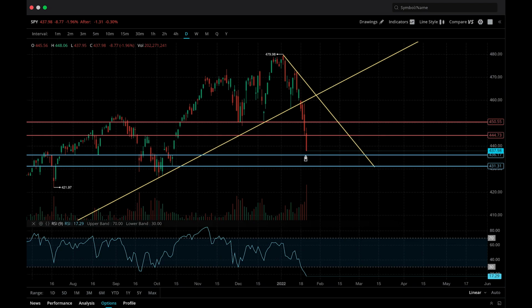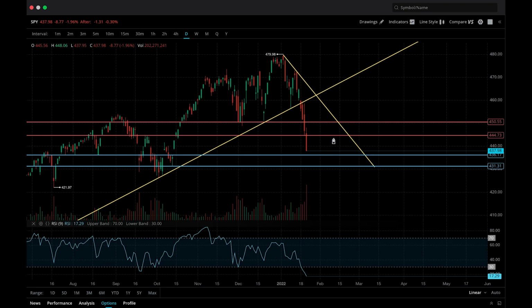The first support level I'm going to be watching is at 436. We see that this was a previous resistance level in the past and then later was treated as support a couple different times. And this is also where this gap will be filled. So I'm going to be watching that to see if we get some consolidation around this level and then maybe a move back up.